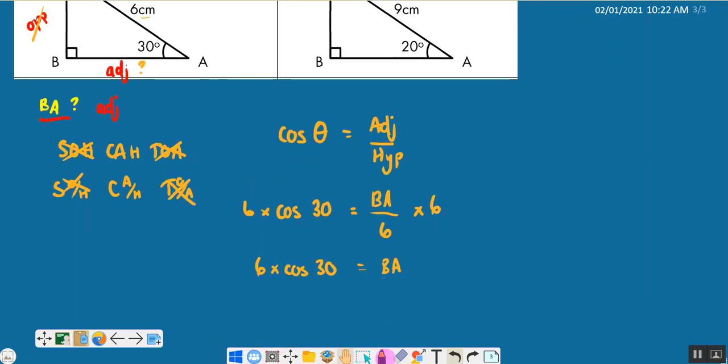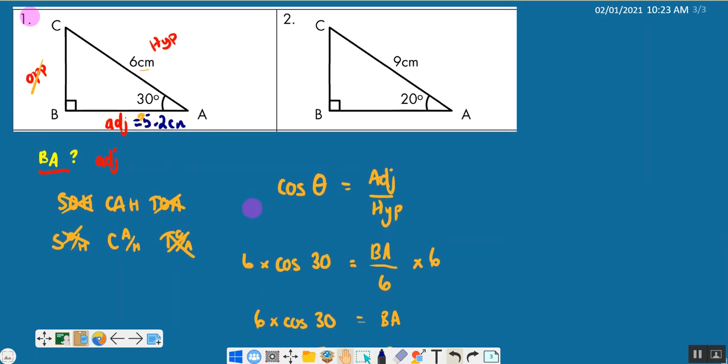So Milo thinks it's 5.2. Can we confirm? Yeah? 5.2. 5.2 what? Centimetres. Yeah. So do you remember I said put it in, adjacent is 5.2 centimetres. Okay. We look at that and we do our check.